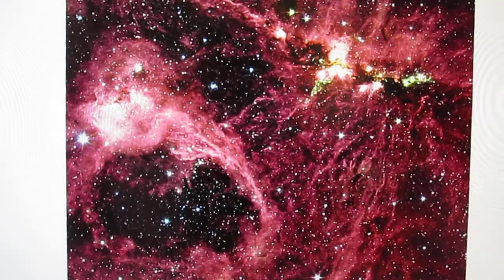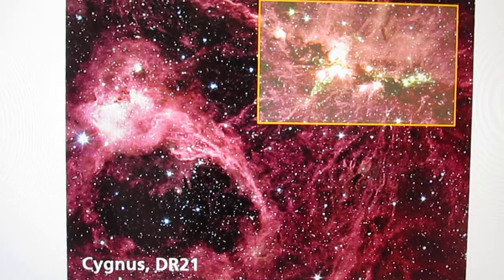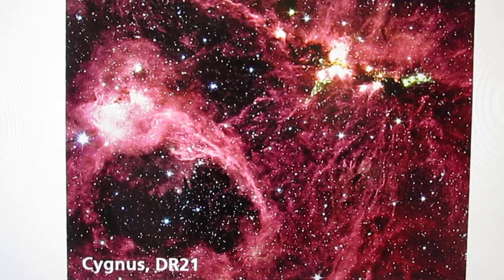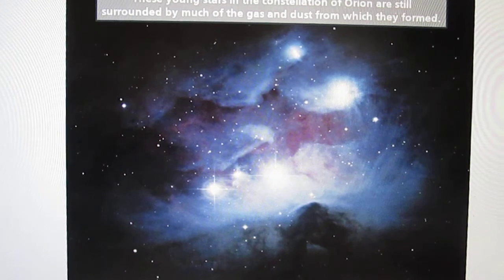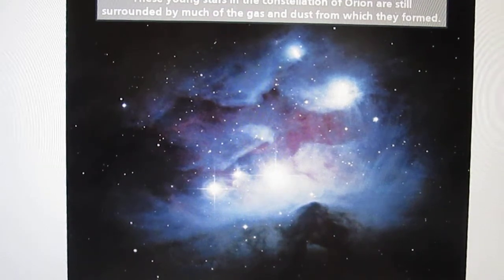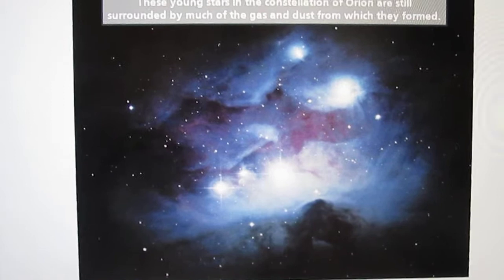The dust and star-forming region of Cygnus DR21 is a strong radio and infrared emitter. Green denotes areas of carbon monoxide and molecular hydrogen. The red filaments are polycyclic aromatic hydrocarbons. These young stars in the constellation of Orion are still surrounded by much of the gas and dust from which they were formed.